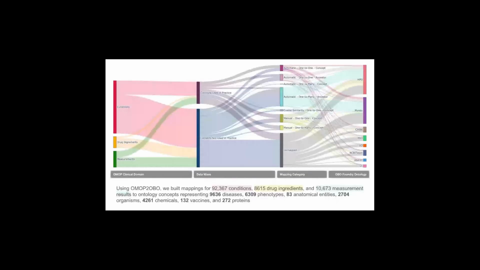We applied OMOP to OBO to all standard concepts that had been used at least once in clinical practice at a Colorado hospital and mapped them to OBO ontologies shown in the prior slides. This allowed us to build mappings for 92,367 conditions, 8,615 drug ingredients, and 10,673 measurement results to ontology concepts that represented over 9,000 diseases, over 6,000 phenotypes, 83 anatomical entities, over 2,000 organisms, over 4,000 chemicals, 132 vaccines, and 272 proteins. So a pretty robust mapping.